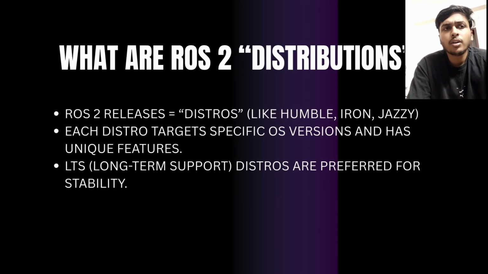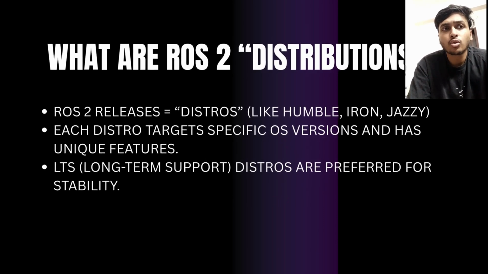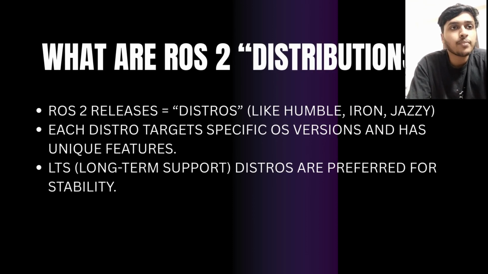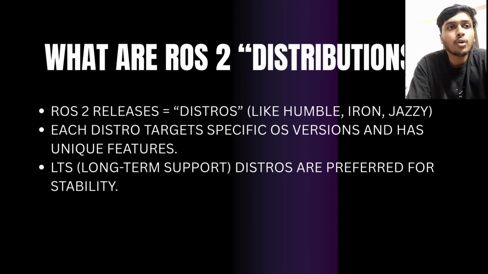Now, let's talk about distributions, or in short, distros. These are just different versions of ROS 2 released over time, kind of like how Ubuntu has versions like 20.04, 22.04, and so on. We are choosing 22.04 by the way. Each distro has a unique name like Humble, Iron, or Jazzy, and each one is made to work best with a specific version of your operating system.